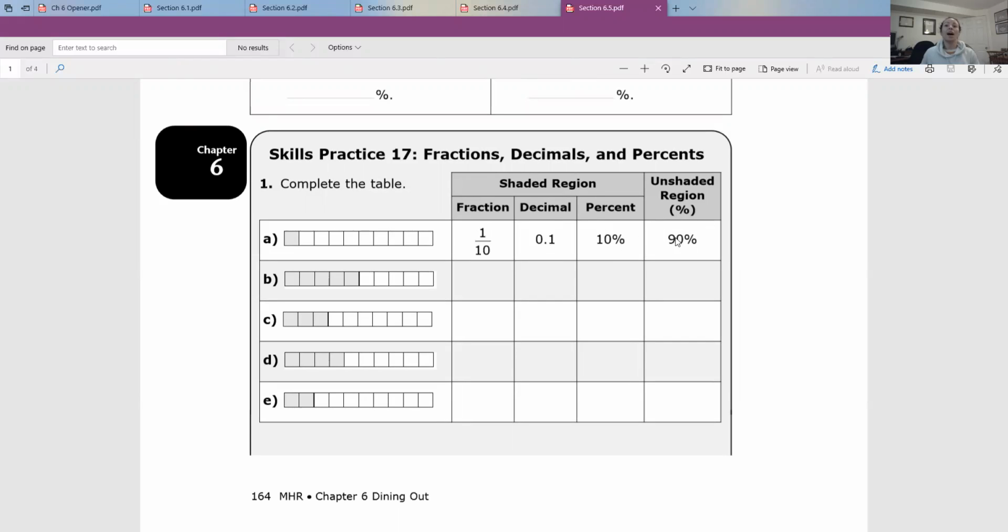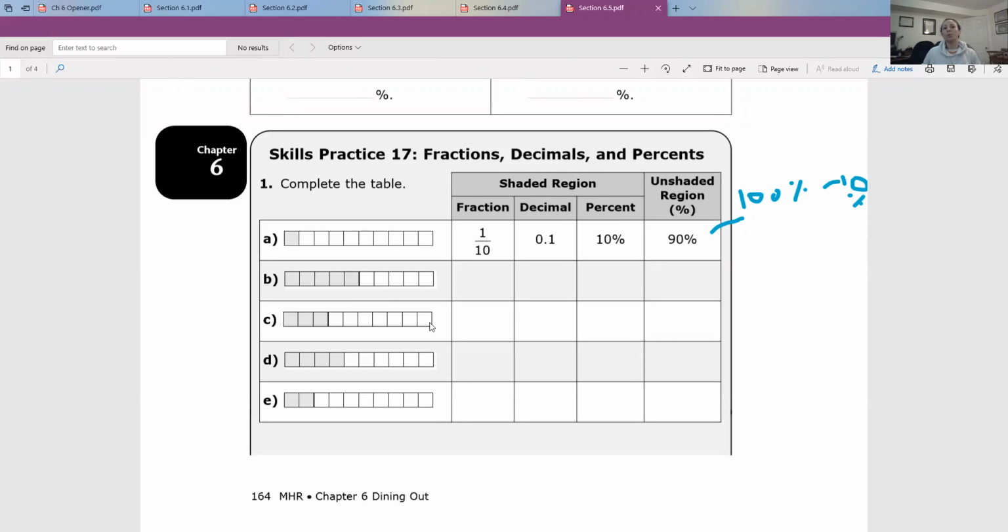Now, the unshaded region are the ones that are not colored. So if 100% makes up the whole box and 10% is colored in, this last box over here would be what's left over. So 100% minus 10% should give us 90%. Oops, 10%. There we go, should give us 90, and that's where this answer comes from.